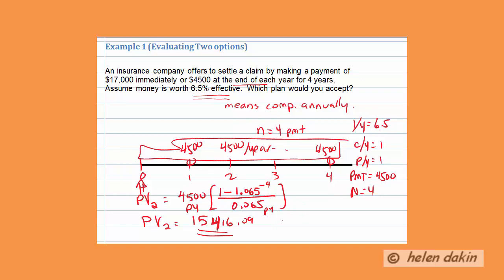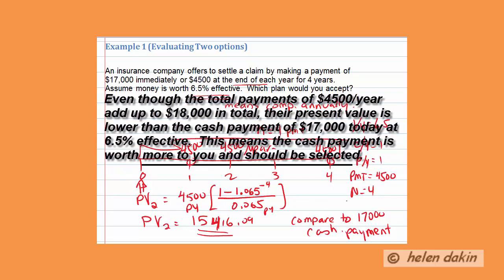So what do we get? If we round this off to the nearest dollar, it's a lot simpler if we just use dollars. So this rounds off to 15,416. I would compare this to the $17,000 cash payment. Which one do you think should be chosen? Well, clearly the cash payment represents a higher present value. If I'm receiving the money, I would rather have the $17,000 in cash, because the cash value of the $4,500 per year reduces to a discounted value of 15,416. So my preference would be to pick the $17,000.